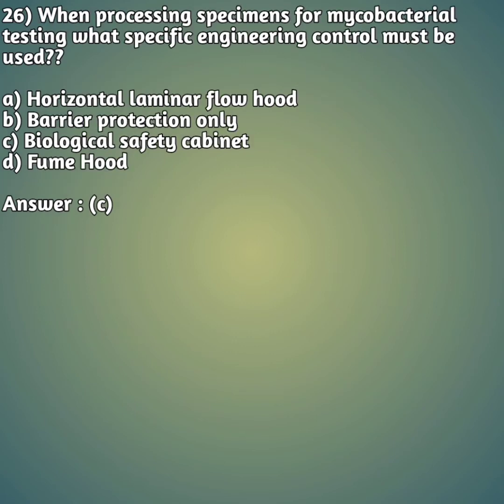When processing specimens for mycobacterial testing, what specific engineering control must be used? Option A, horizontal laminar flow hood, option B, barrier protection only, option C, biological safety cabinet, and option D, fume hood. So the right answer is option C, biological safety cabinet.